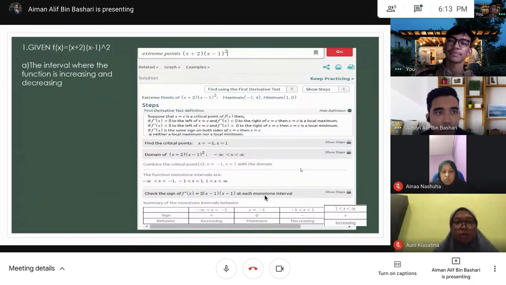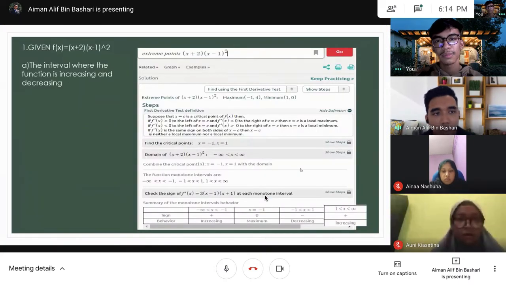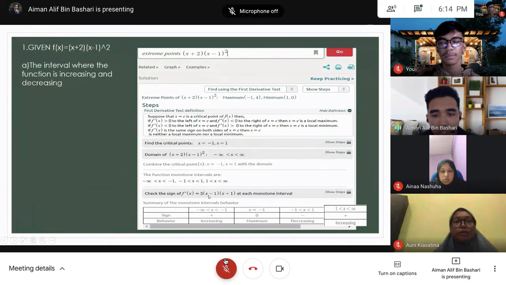Okay, so the first question is to find the interval where the function is increasing or decreasing. So we can see from here, after we put the equation in the search bar, the symbolab already makes the first derivative and it also already simplifies, which we get 3x minus 1 and x plus 1. So from that, we can know that negative infinity to negative 1 is increasing, negative 1 to 1 is decreasing, and 1 to infinity is increasing. So I will proceed to the B question with Aina.